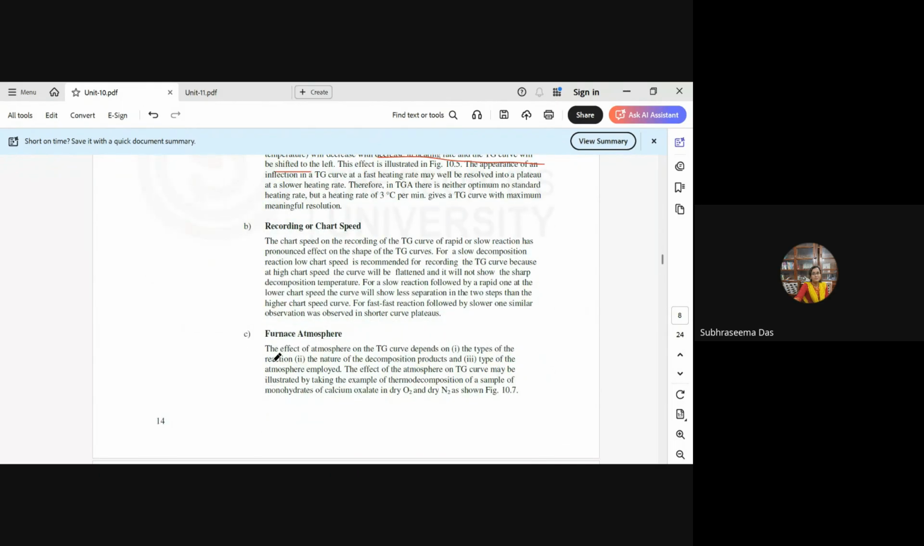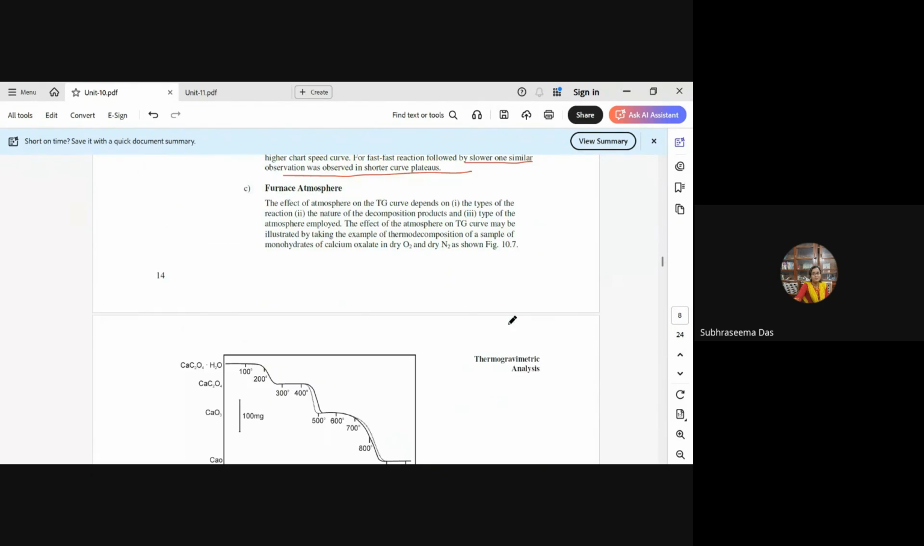Then coming to how the chart speed affects the TG curve. The chart speed used for recording the TG curve, for a rapid or slow reaction, has much effect on the shape of the TG curves. If we take a slow decomposition reaction, then a low chart speed is recommended. For a slow reaction followed by a rapid one at the lower chart speed, the curve will show less separation. For a very fast reaction followed by a slower one, a similar observation is seen in shorter curve plateaus.